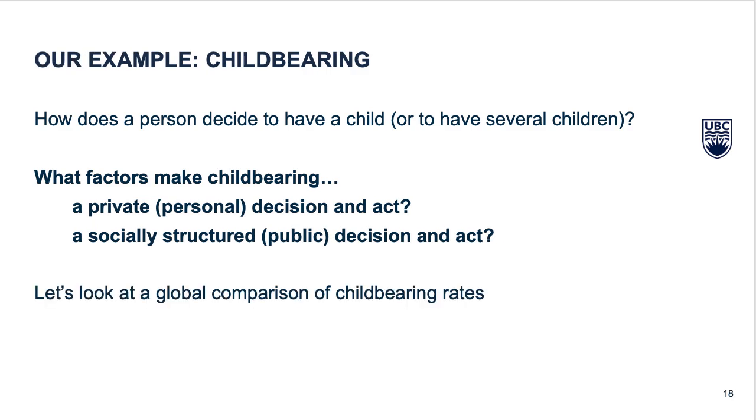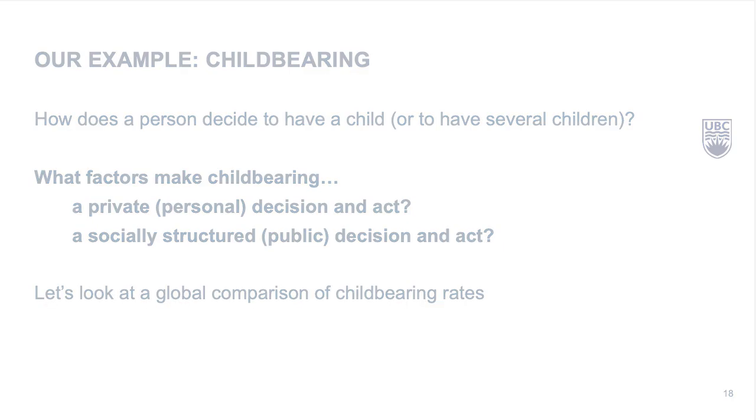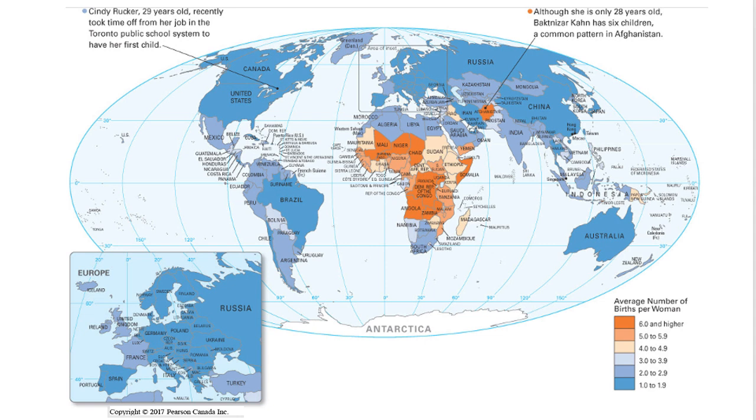Let's look at a global comparison of childbearing rates. This table shows the average number of births per woman in different countries around the world. And countries are color-coded. The deepest color, blue, represents an average number of 1 to 1.9 births per woman. And this goes all the way up to the deep orange color, which represents an average number of births of 6 and higher per woman.